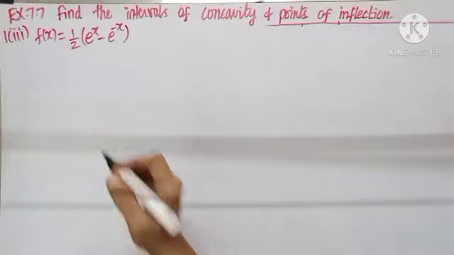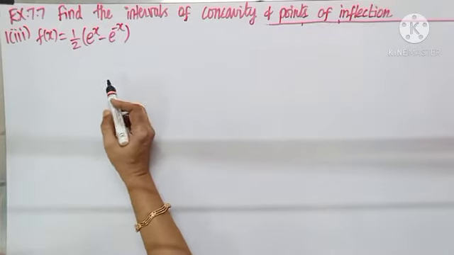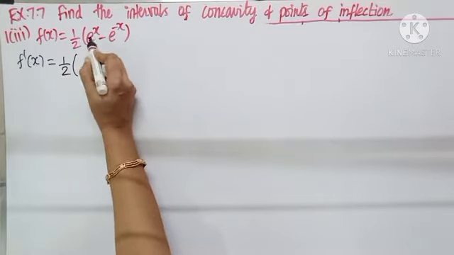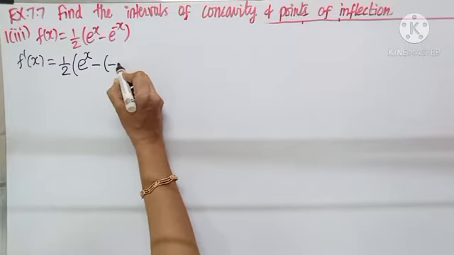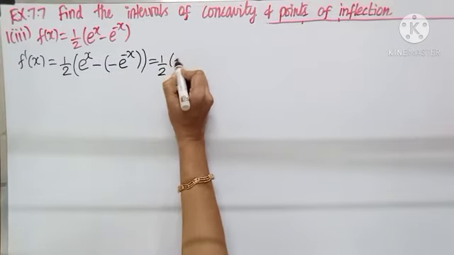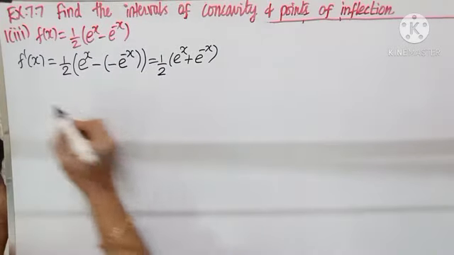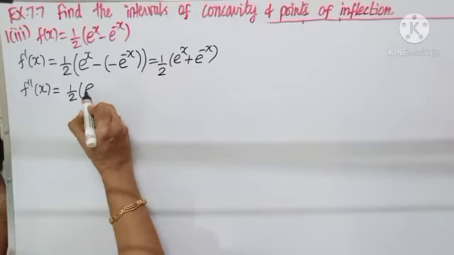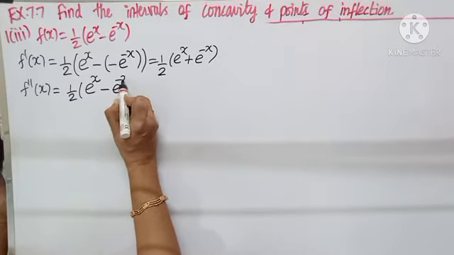Subsection 3, f of x equals 1 by 2 into e power x minus e power minus x. Find out the first derivative, half as it is a simple derivative. E power x becomes e power x, minus e power minus x becomes minus into minus e power minus x. So together it is half e power x plus e power minus x. When we do the next derivative, it is f double dash of x, 1 by 2. E power x becomes e power x. E power minus x becomes minus e power minus x.